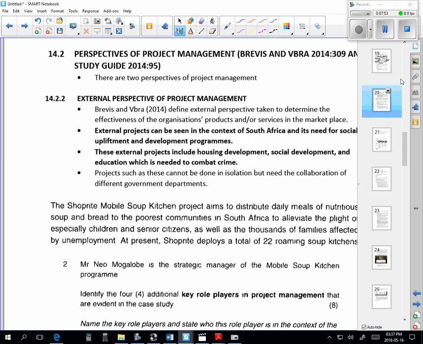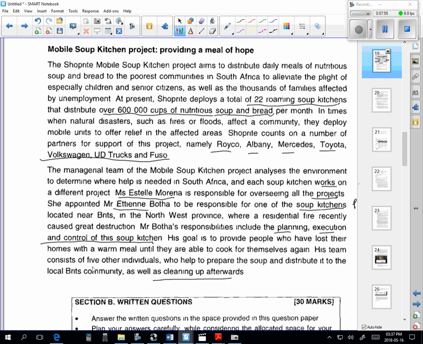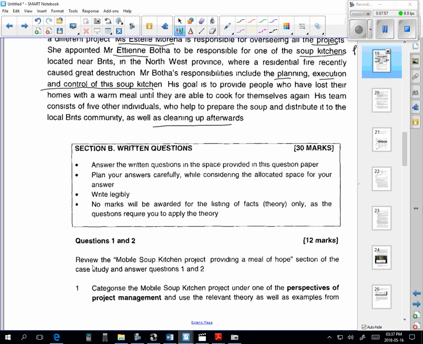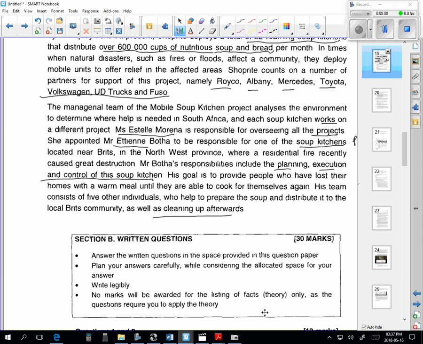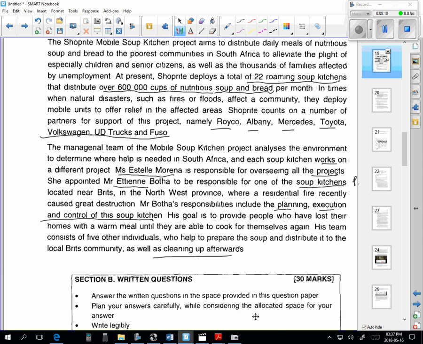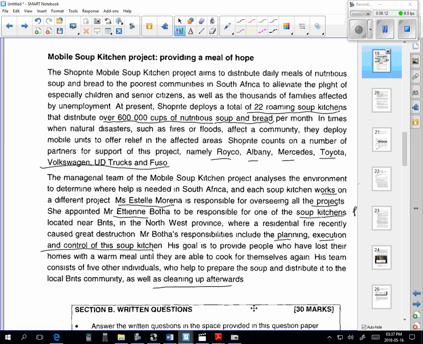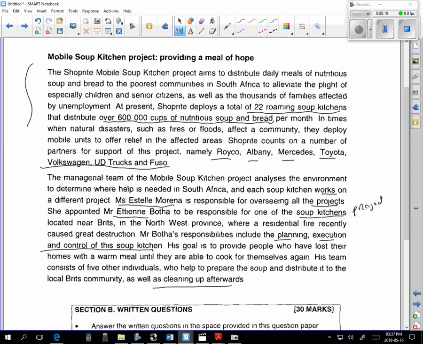Because what is the question asking us? Categorize under one of the perspectives of project management and use the relevant theory as well as examples of it being external. Now, what you can do, I think I've just about taken this whole chapter in here, isn't it? Because that's exactly the external environment that they're doing.